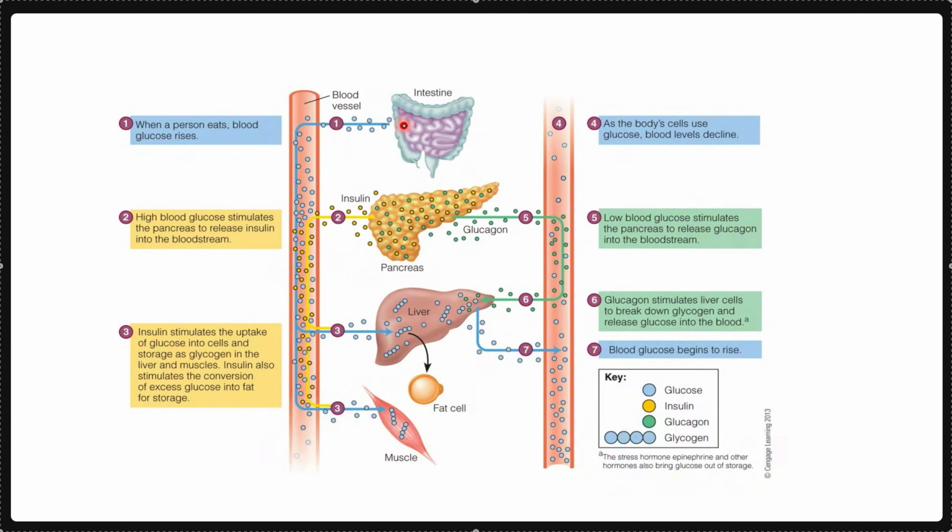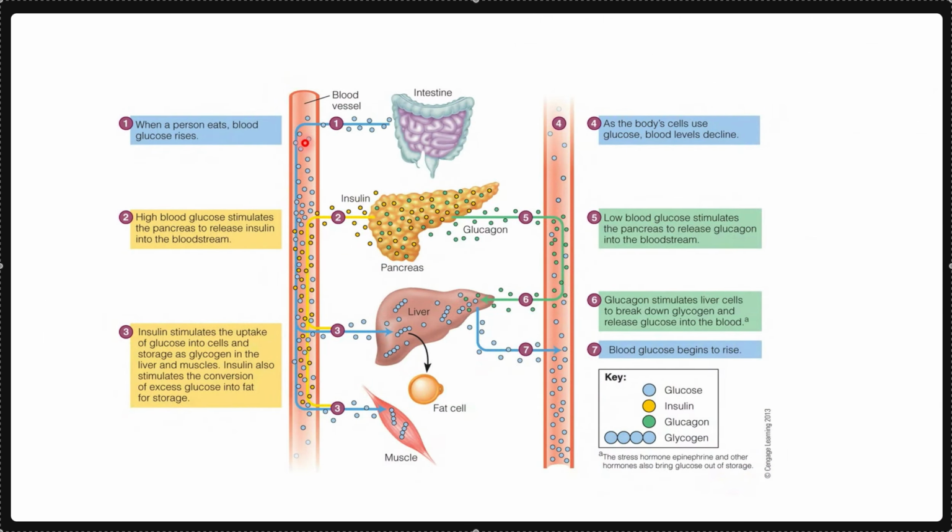So glucose gets absorbed. Just look at where the laser is going. Glucose gets absorbed into your blood vessel. So this is the blood vessel. Glucose has entered the blood vessel. From where? From your intestines.